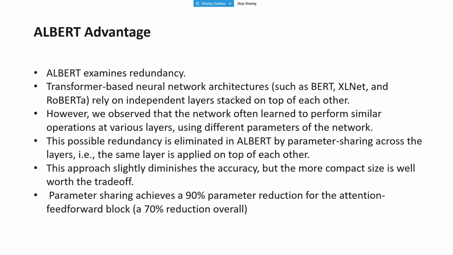So what is the difference? In RoBERTa or BERT, we have stacked layers of transformers on top of each other. In ALBERT, we also stack the layers, but we share the parameters between the layers. This possible redundancy is eliminated in ALBERT by parameter sharing across the layers, and the same layer is applied on top of each other. This approach slightly diminishes the accuracy, but the more compact size is well worth it, and that is what they are claiming. But I see with SQuAD, it is far better in performance.